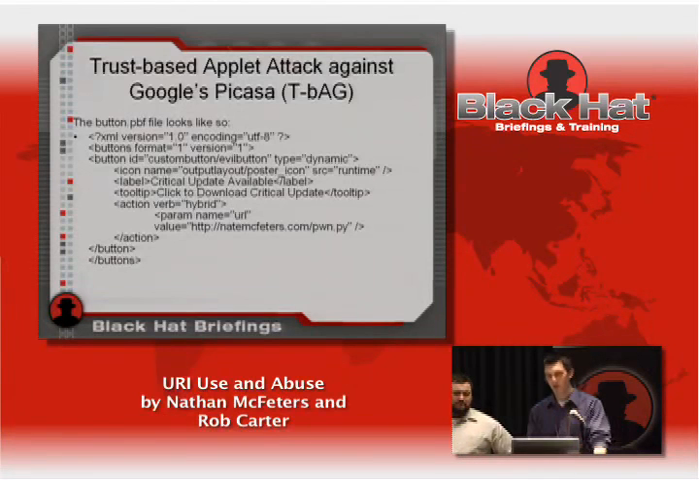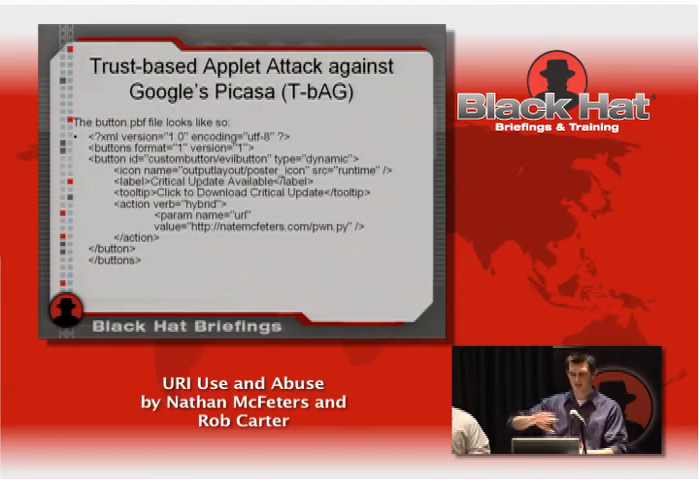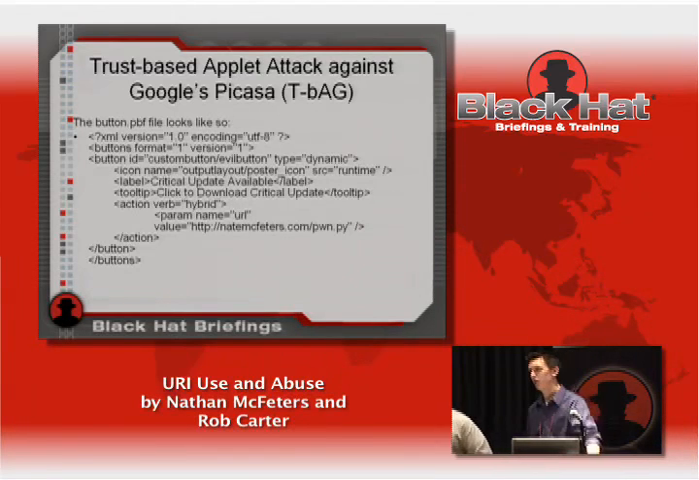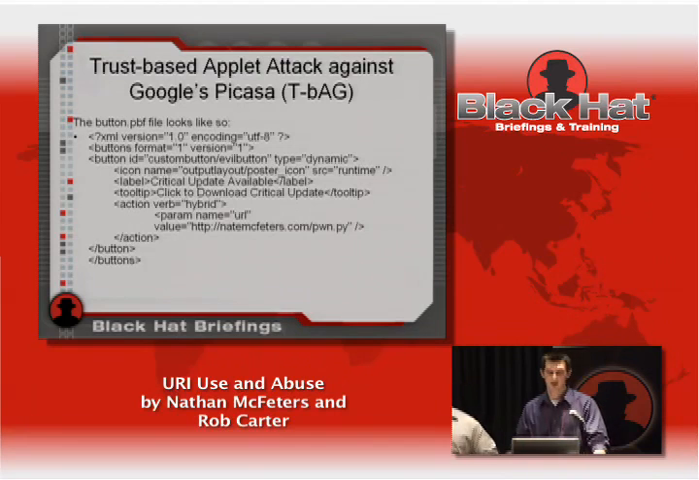All right. First of all, I'm going to go through what this XML button file looks like. All the tags on the outside aren't really important. What you want to look at here are the label, the tooltip, and the action tags. The label and the tooltip control the appearance of the button. As you can see, it says critical update available, and the tooltip text is click to download critical update. This can be anything you want, whatever it takes to social engineer the user to click on that button. In this case, we chose to make them think there's some kind of security update they had to download so we could steal their images.